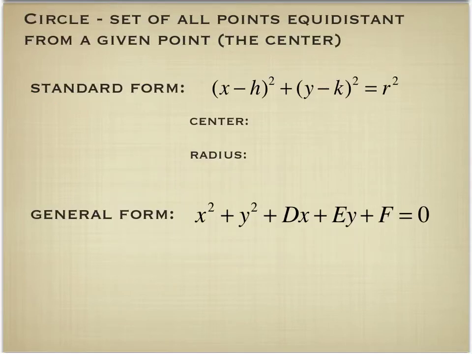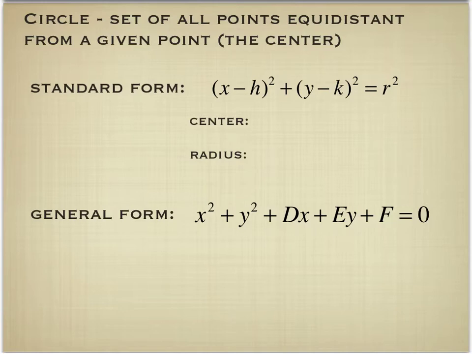So everyone, I think, knows the definition of a circle. It's the set of all points that are equidistant from a given point, which is called the center. Now we have two forms of circles that we'll be focusing on quite a bit, the standard form and the general form. Standard form is our preferred format because we can then identify the center and the radius.